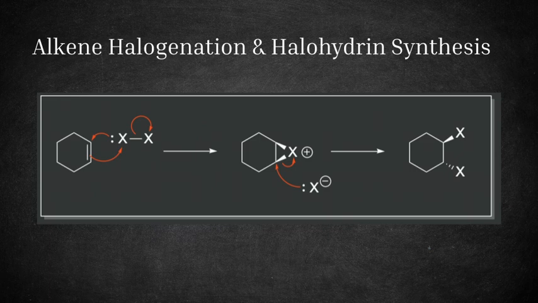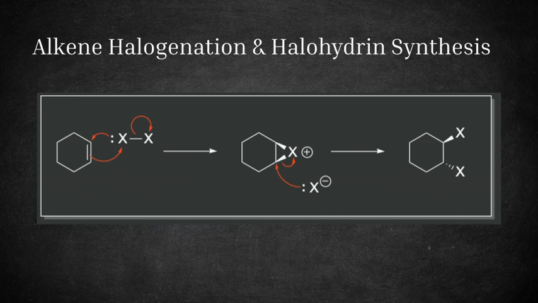This attack occurs on one of the carbons of the halonium ion from the side opposite the halogen bridge due to steric hindrance and electronic repulsion. This backside attack opens the three-membered ring and relieves its strain, resulting in the formation of a vicinal dihalide. The anti-stereochemistry of the product arises because the nucleophile approaches from the opposite face of the halogen bridge, ensuring the halogens are added to opposite sides of the former double bond.